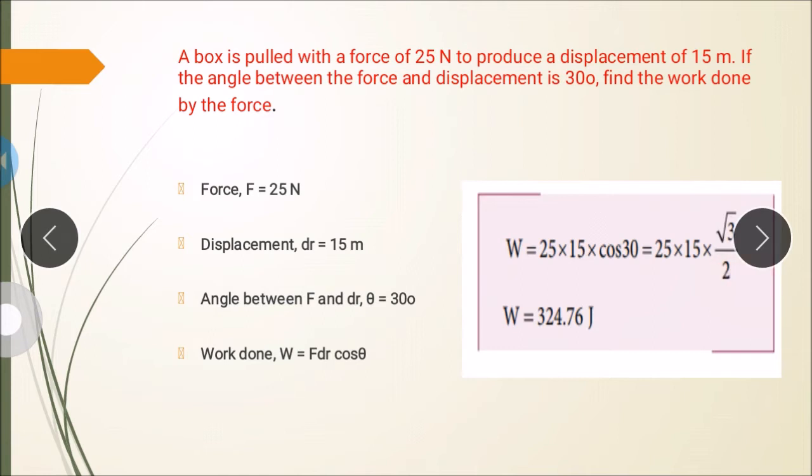2. So if we substitute the values, 25 into 15 into root 3 by 2, we will get the value, and the units are Newton meter. Newton meter is equal to joules. So the work done is finally 324.76 joules. This is the answer for this problem. So the work done is 324.76 joules.